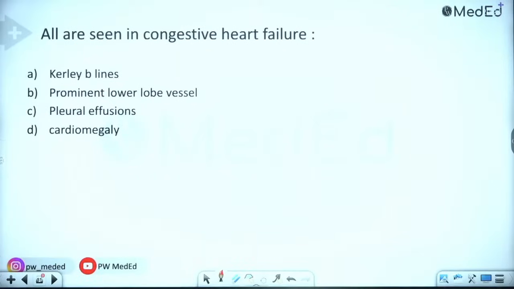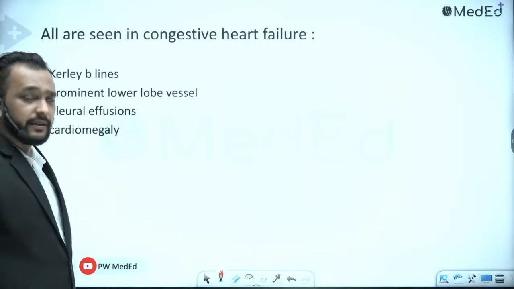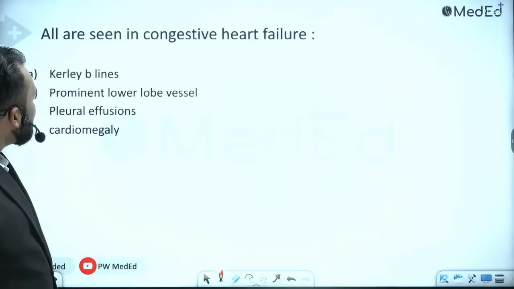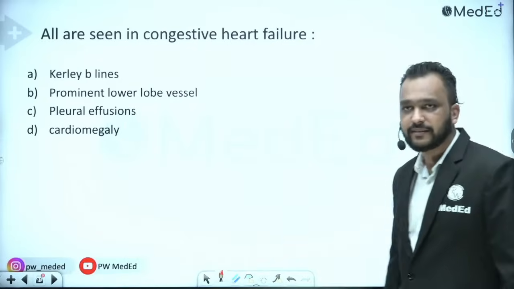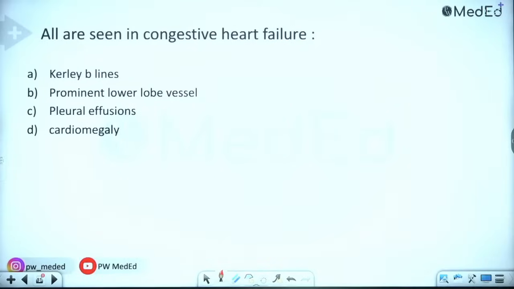Together these uptakes are going to show a sign that is known as panda sign. All are seen in congestive heart failure except: Kerley B lines, prominent lower lobe vessels, pleural effusion, cardiomegaly. All are seen in congestive heart failure except. Come on, guys.